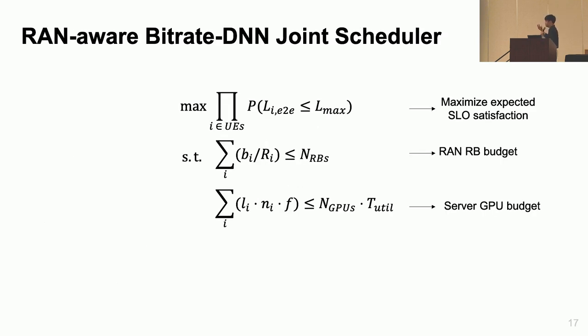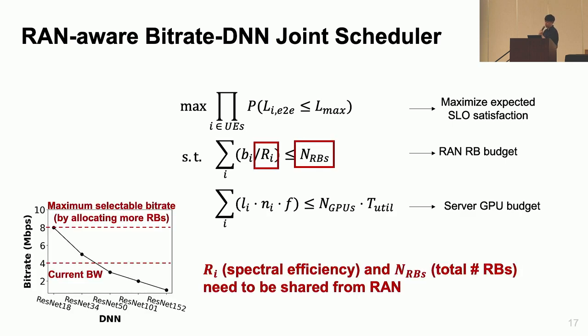Finally, with this end-to-end latency model, we can solve the scheduling problem where we schedule the bitrate and DNN configuration over the UEs to maximize the overall latency SLO satisfaction. One thing to note is that while solving the RAN resource budget constraint, we need the spectral efficiency and the total number of RBs reported from the RAN side, because that is crucial in determining the maximum bitrate that each UE can select. But this can't be accurately estimated at the application side only.